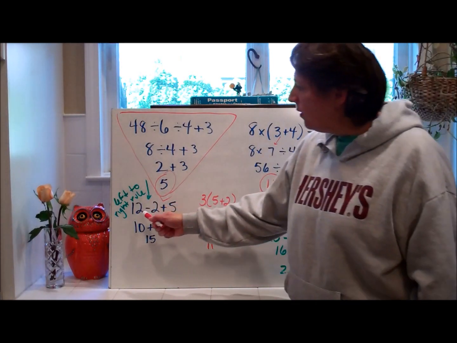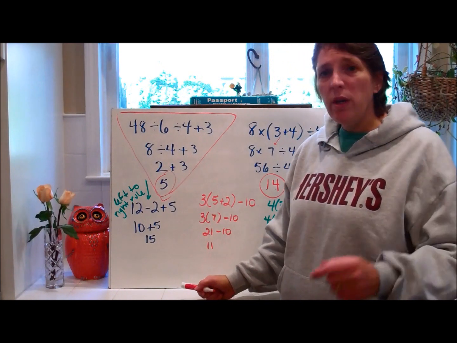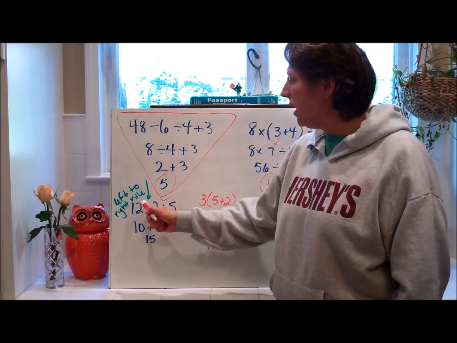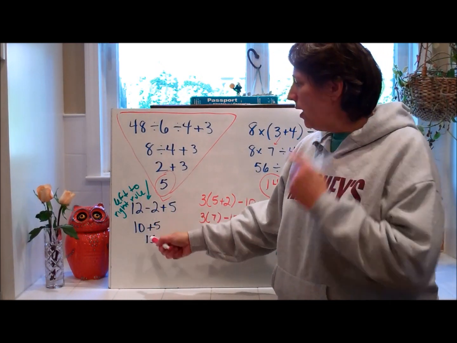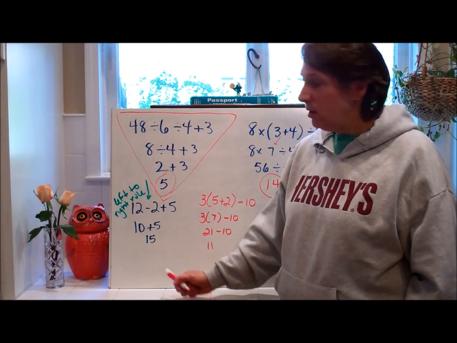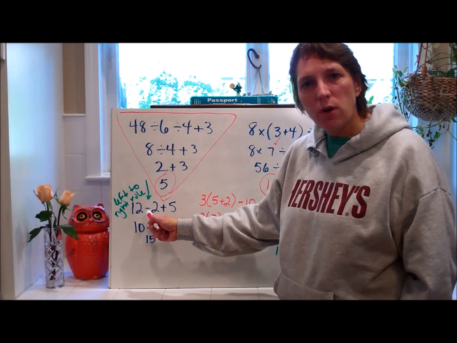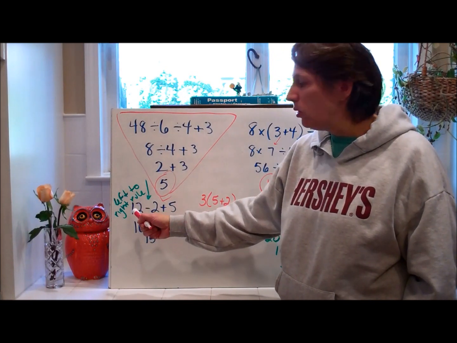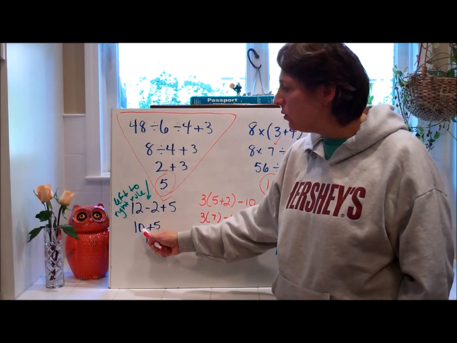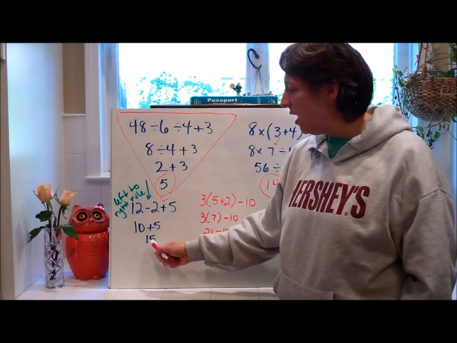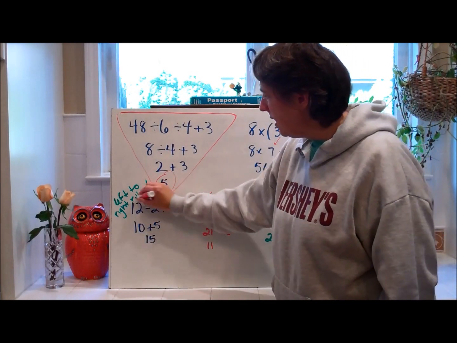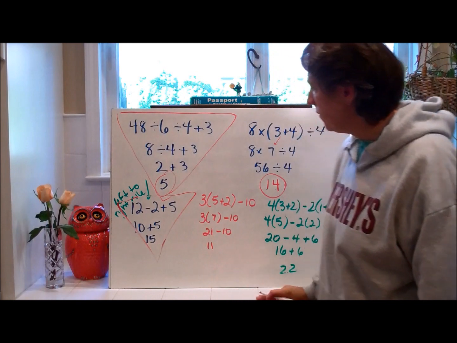Now look at this one. This was 12 minus 2 plus 5. How many of you went 2 plus 5 is 7 and got 12 minus 7 and got 5 here? Left to right rule. Addition doesn't come before subtraction. It's not more important. You go left to right. So it's 12 minus 2 is 10. 10 plus 5 is 15. Upside down triangle, look at that.